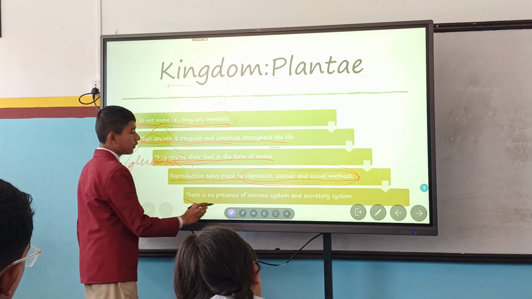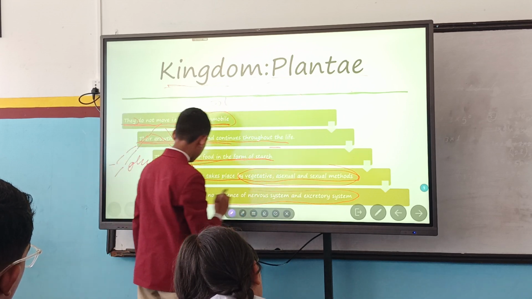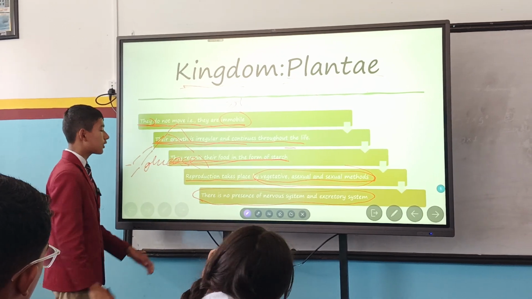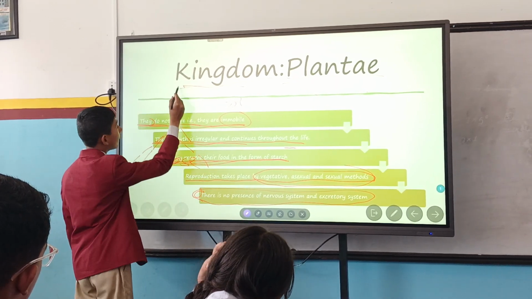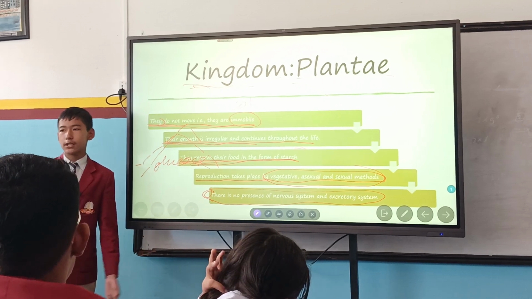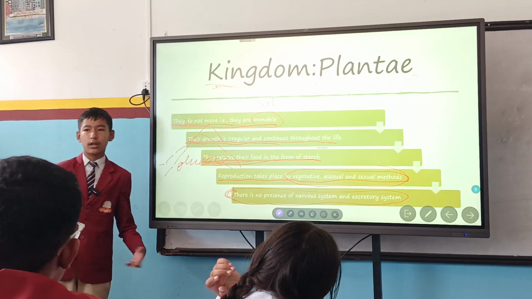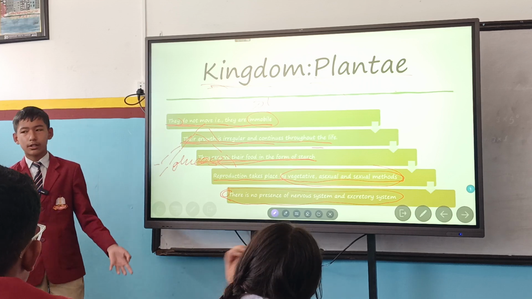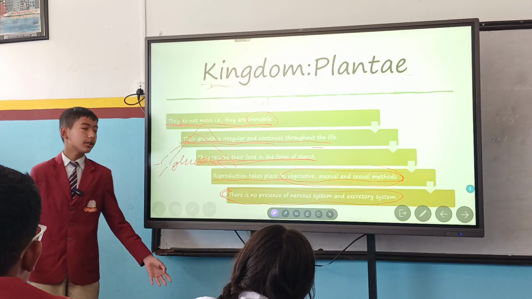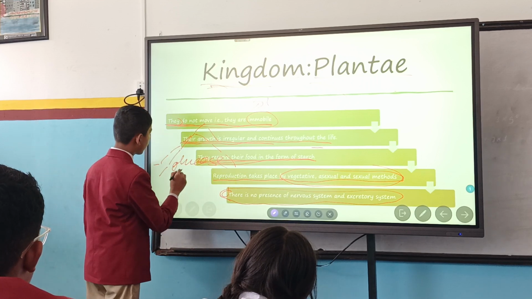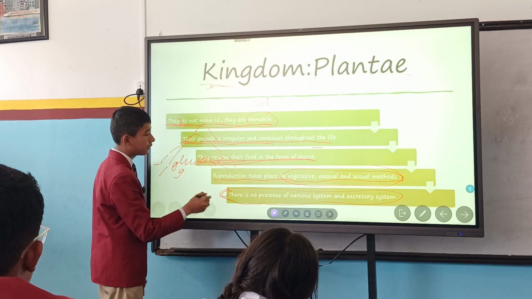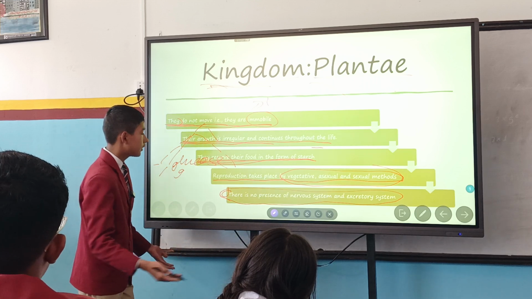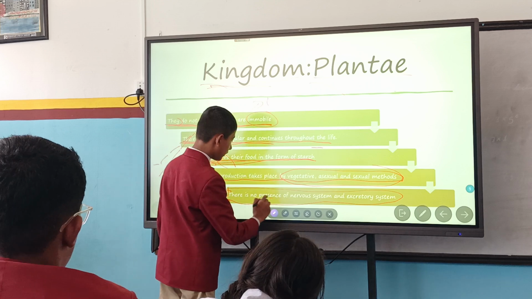There is no presence of nervous system and excretory system, as we have read in health, and in science also we are going to study about it. In kingdom Plantae, there is no presence of an excretory system. The excretory system is the group of organs that work for the digestion of food and excrete it in the form of poop. And the next one is given here.